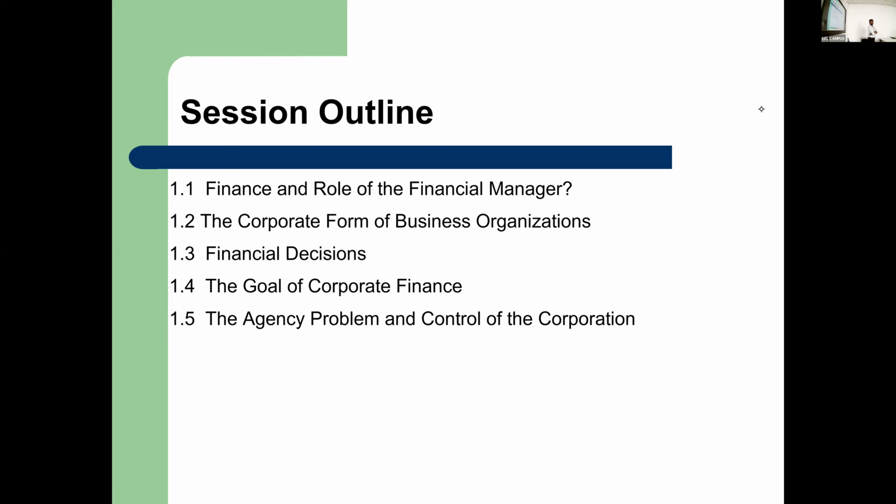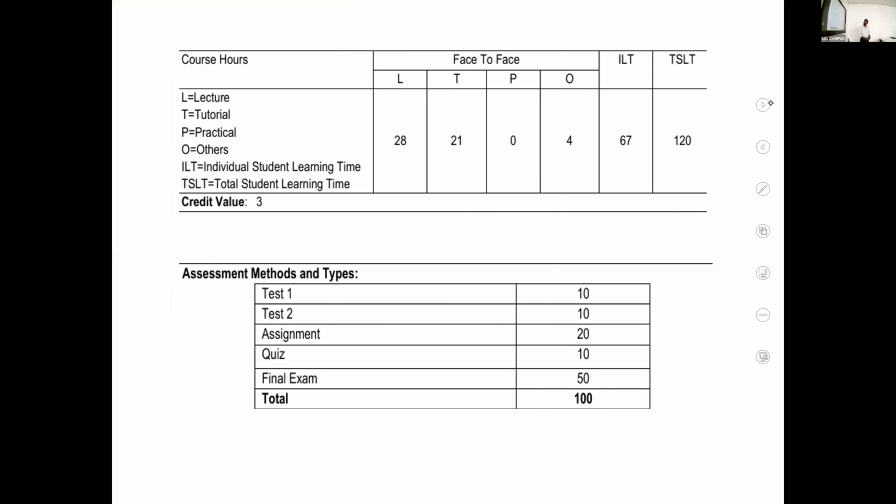In an organization, there is a person called finance manager, right? Therefore, as a finance student, you need to understand the role of this financial manager. Clear? And also, forms of business organizations and the financial decisions. That is the main thing you should understand, right? And the goal of finance and the agency problem as well.